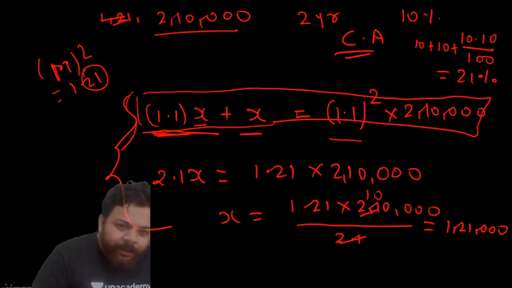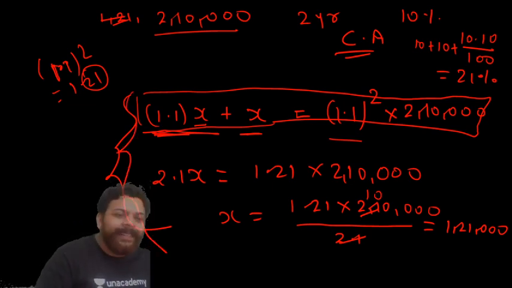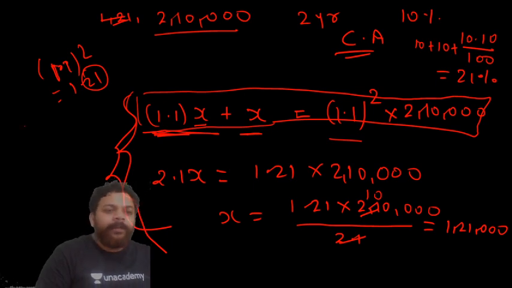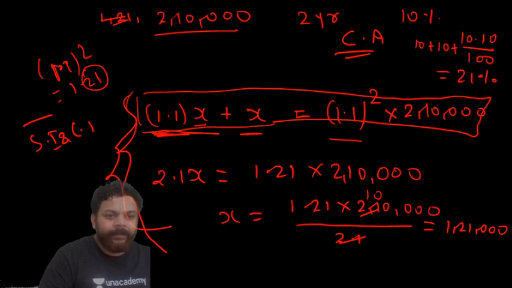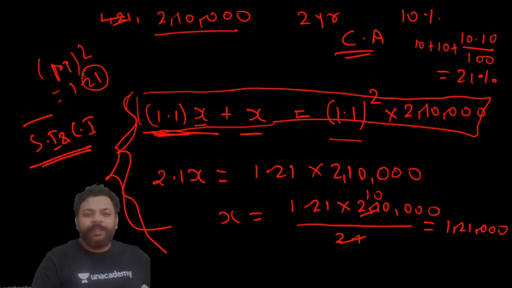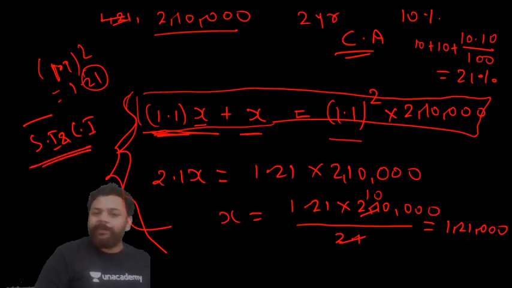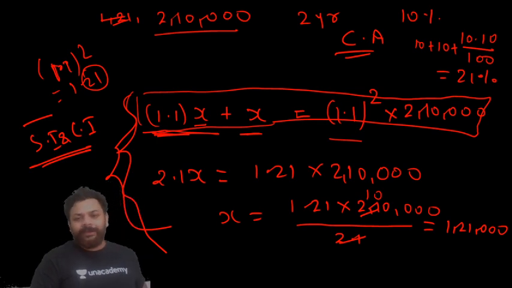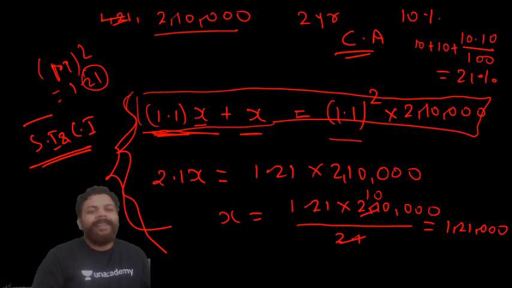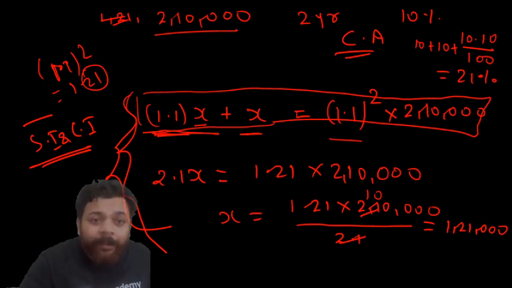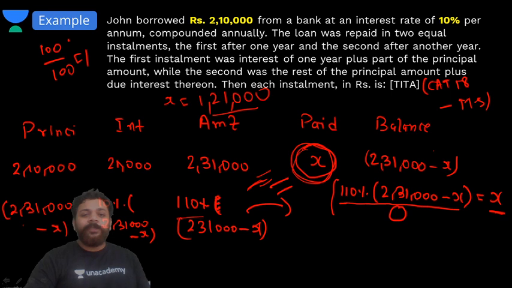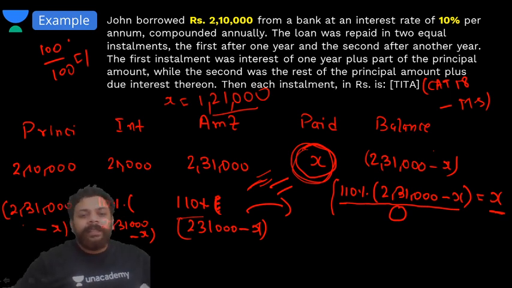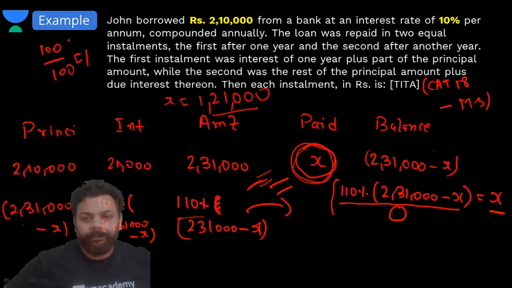So don't worry about this approach. I'll explain in detail in my class whenever I take SICI. This one is quite a useful approach to solve difficult problems. You can solve even 3 year EMI, 4 year EMI, there is no issue. But with the conventional approach, if you have to solve for 4 years, you definitely have to do a hell of a lot of calculations.